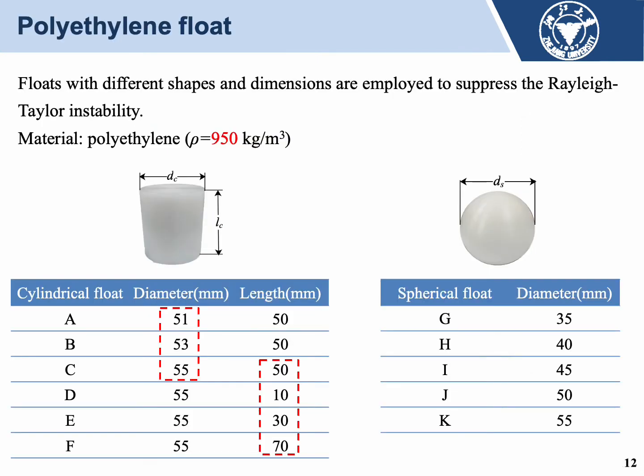To suppress the Rayleigh-Taylor instability, cylindrical floats with different diameters and different lengths, and spherical floats with different diameters are employed. The corresponding dimensions are listed in the following table. Limited by the diameter of the U-shaped tube, the maximum float diameter is 55 mm. The float is made of polyethylene, and its density is around 950 kg per cubic meter. Since the density is close to that of water, the float can follow the oscillation of water.